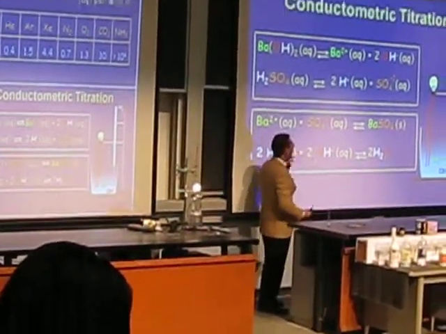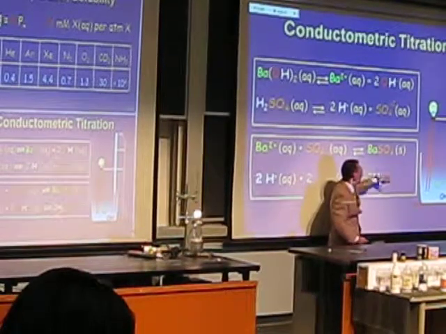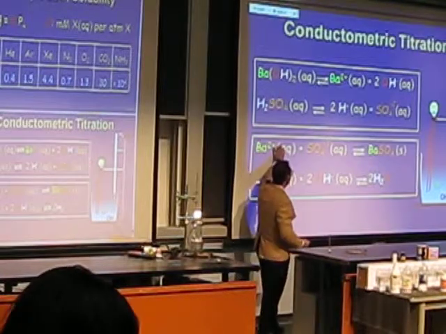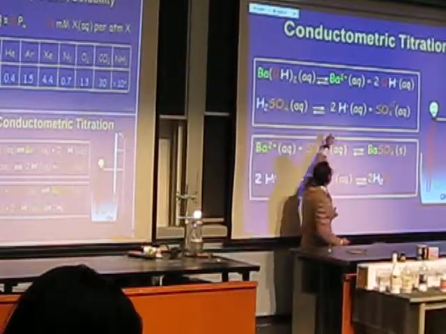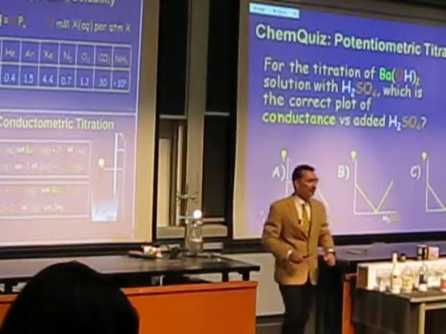This K, written this way, is 10 to the plus 14. So I make water. So I'm going to take ions out of solution. I go from ions to no ions if I mix these 2 solutions. So let's just turn this into a chem quiz.